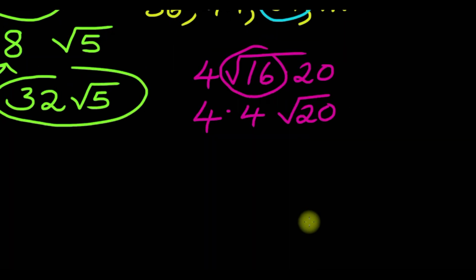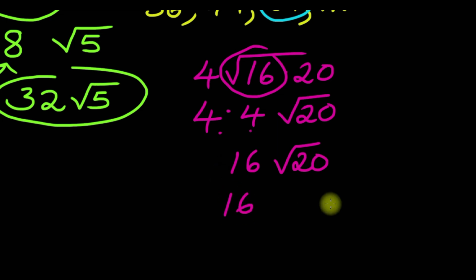Okay, so now here we have 16. 4 times 4 is 16. And then times square root of 20. Now, square root of 20 can be continued to simplify. You have to continue to work with the 20.